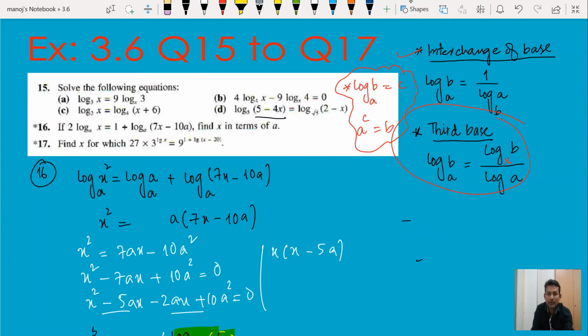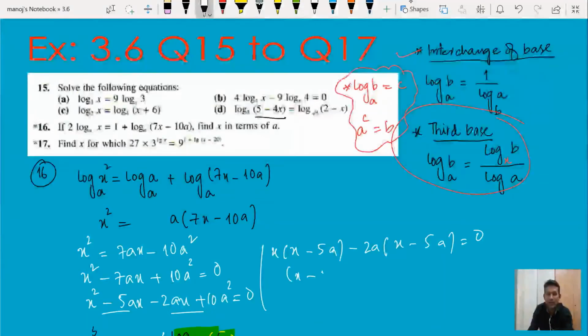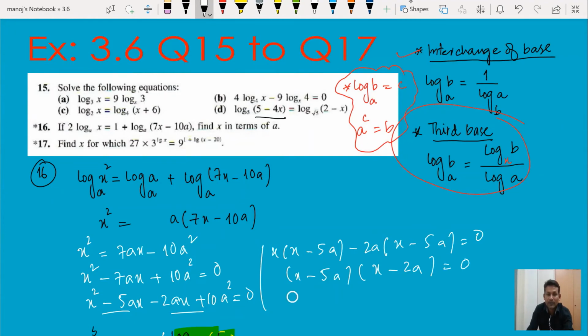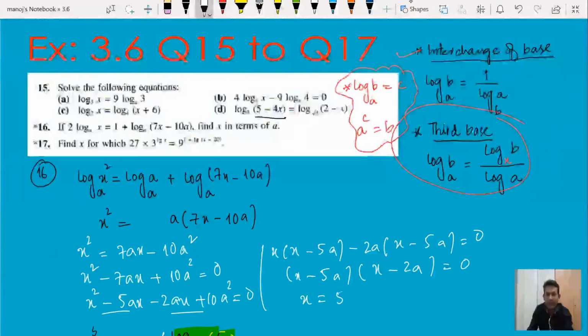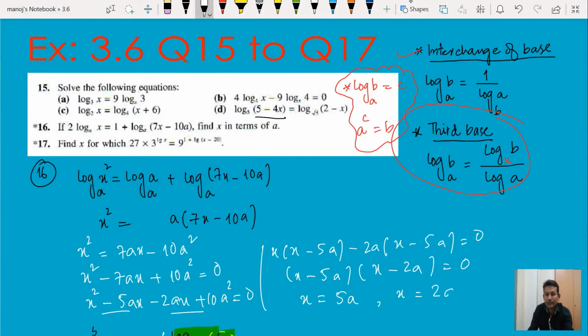And what is common in the second part? Minus 2a is common. x minus 5a. Yes, same. So x minus 5a and x minus 2a equals 0. x is equal to 5a and x is equal to 2a.